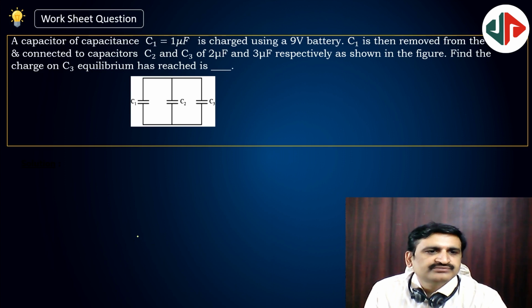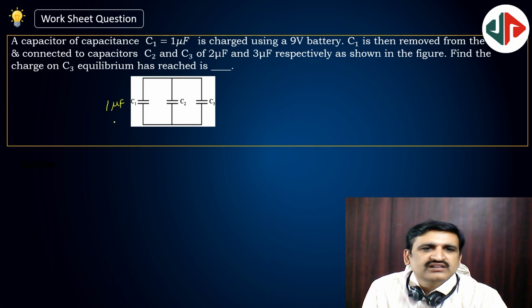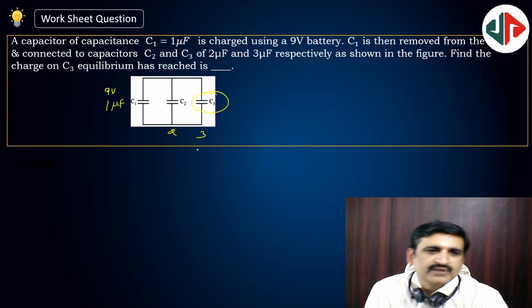Capacitor C1 is 1 microfarad and charged using a 9 volts battery. C1 is removed from the battery and connected to C2 and C3, 2 and 3 microfarads respectively, as shown in the figure. Equilibrium has reached. Find the charge on C3.